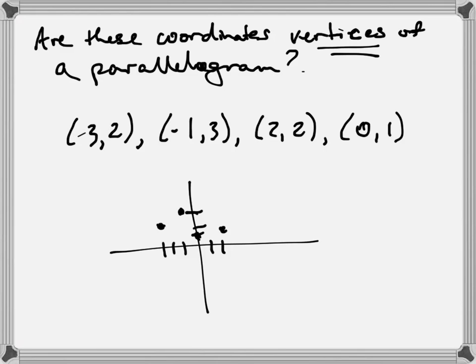Now, I don't have this drawn to scale, but it certainly doesn't look like that makes a parallelogram. But how do you check if it does? Well, you have to put in your lines and find the slopes of them. So what's the slope of that line right there? Remember slope, it's rise over run. So how far up did I go, and how far over did I go?